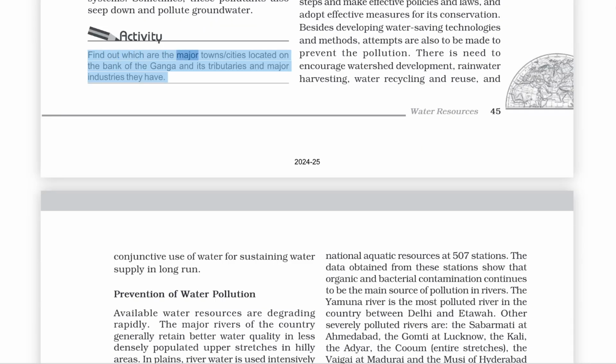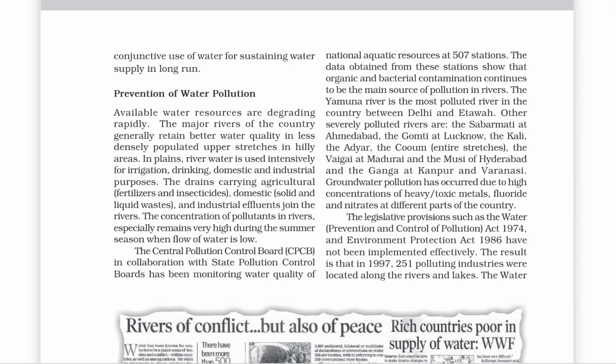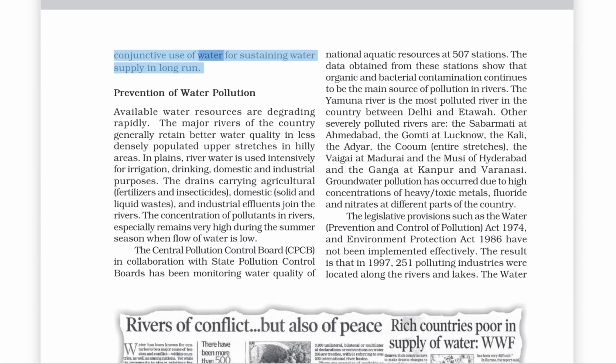Find out which are the major towns/cities located on the bank of the Ganga and its tributaries and major industries they have. Conjunctive use of water for sustaining water supply in long run.